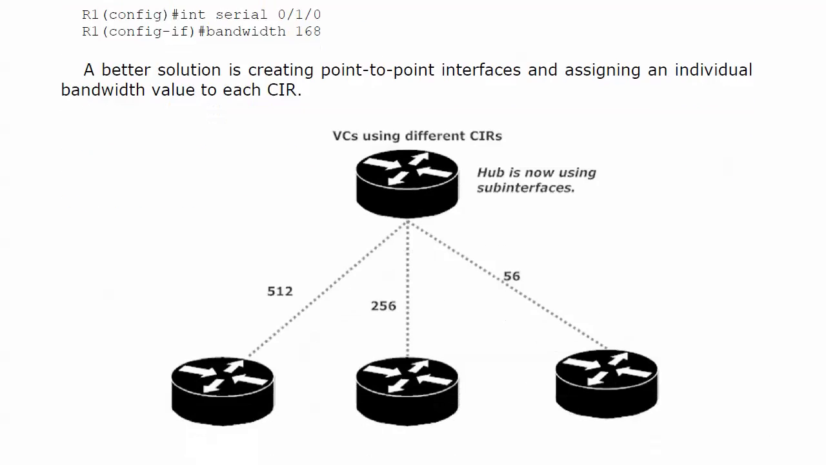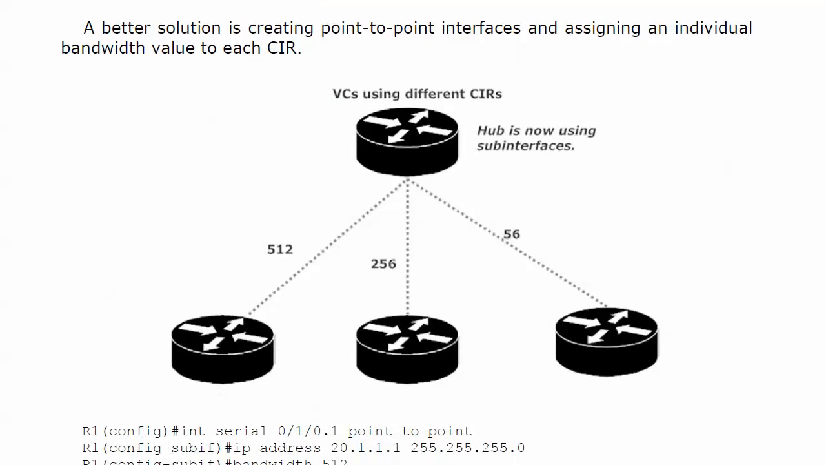And that's why a much better solution is creating point-to-point interfaces and assigning an individual bandwidth value to each CIR. I love showing this because anytime I use point-to-point interfaces in a lab, especially in the CCNA lab, even if I say several times, okay, now this isn't necessarily real world, but it's a good example, people will just say, and it's a good question, well, when would I use point-to-point interfaces? Well, this is one situation where you could certainly do that because you have different CIRs on your 3 different VCs, and instead of using Cisco's admittedly less than recommended solution, you could do this instead.